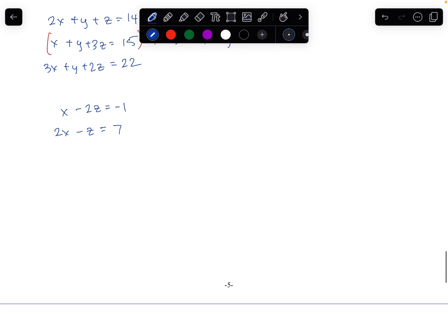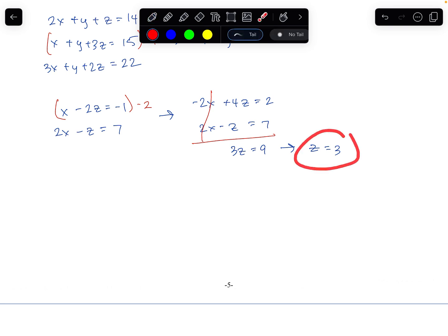Okay, so then I have these right here. I think I'm going to multiply this right here by negative 2 and just get rid of x. So negative 2x plus 4z equal to 2. And then 2x minus z is equal to 7. If I add them together, the x's will cancel. I'll get 3z is equal to 9. That means z will have to be equal to 3. Okay, so the salads are worth $3 each.